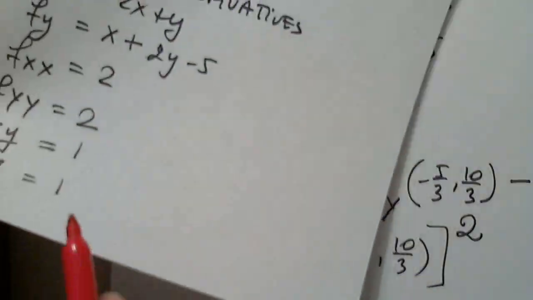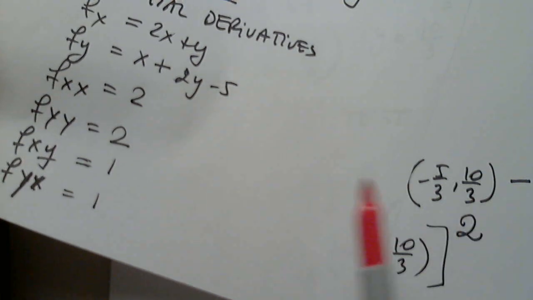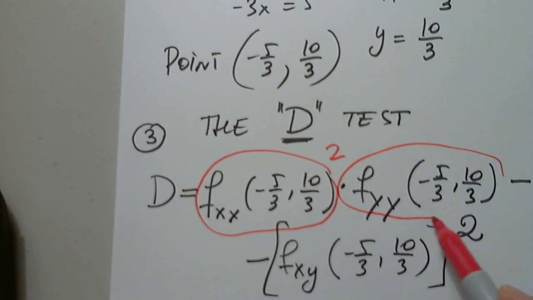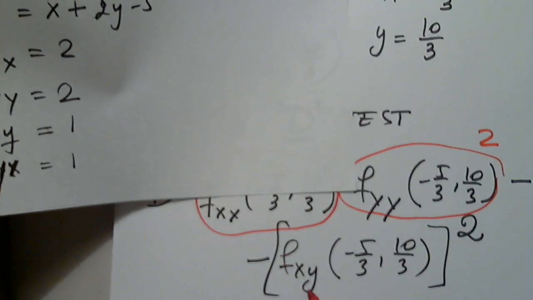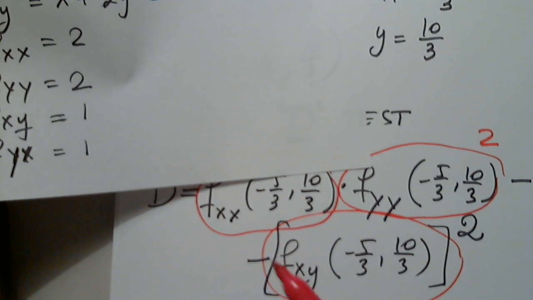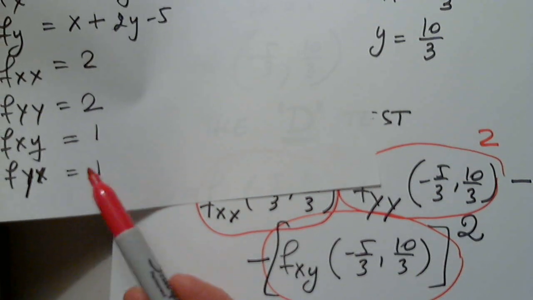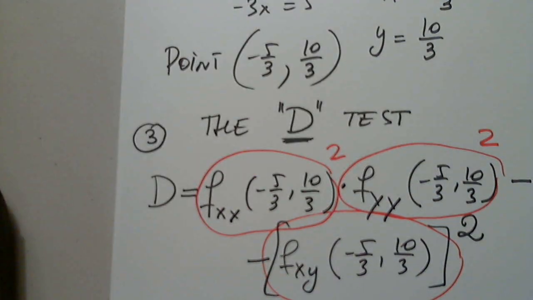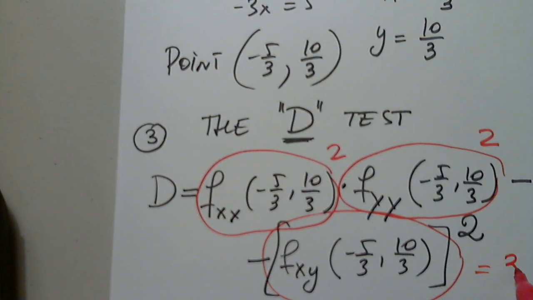The same thing with Fyy. There is no x and y to plug in. Negative 5/3 and 10/3 is also 2. So this is 2. Now, Fxy, again, is just 1. I don't have anything to plug in here. Otherwise, I would have had to plug in negative 5/3 and 10/3 and get a number. But there is nothing to plug in. It's just 1. So what is the final answer for D? 2 times 2 is 4. 4 minus 1 squared, which is 1. This is 3.